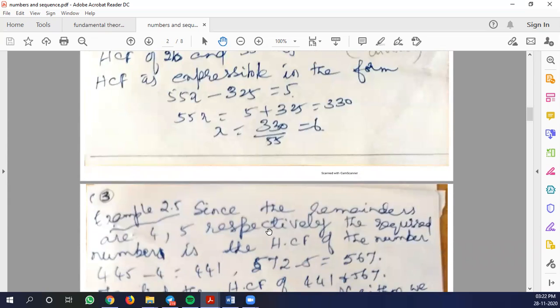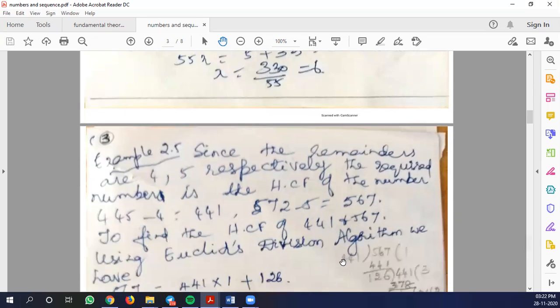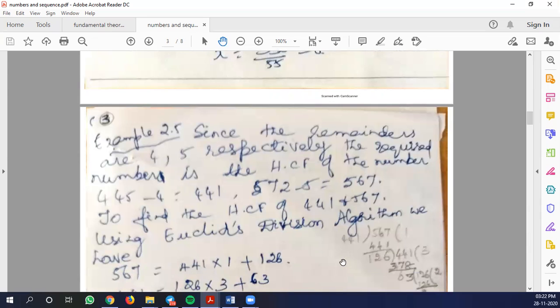Now the next example, that's in page number 42. Example 2.5. Find the greatest number that will divide 445 and 572, leaving remainder 4 and 5 respectively. Find the greatest number means that is nothing but the HCF. You are going to find out the greatest number that will divide 445 and 572, leaving the remainder as 4.